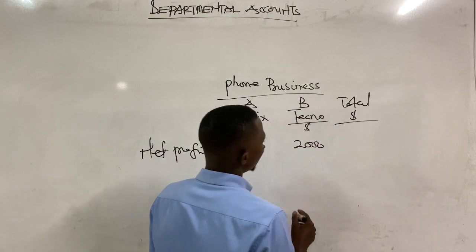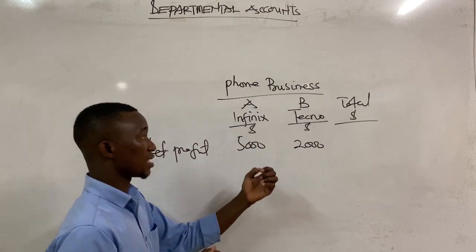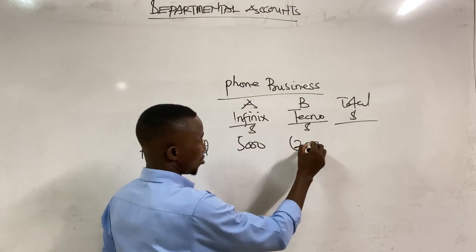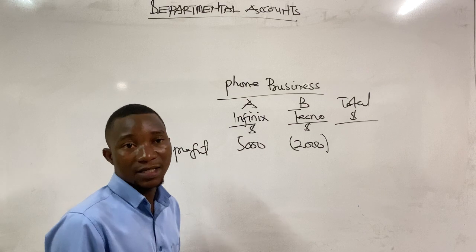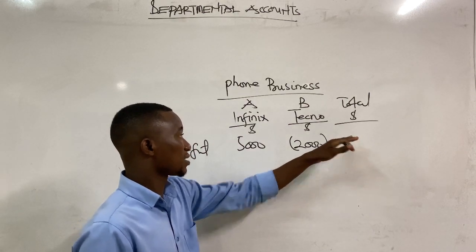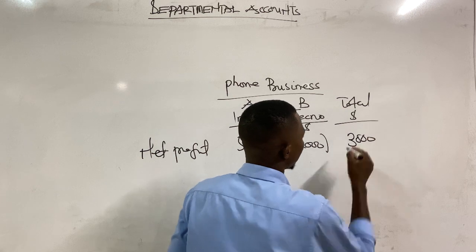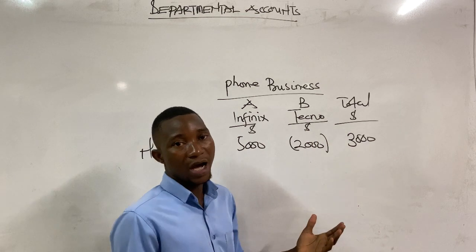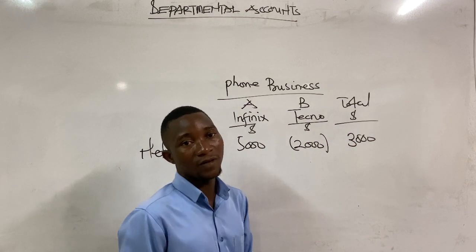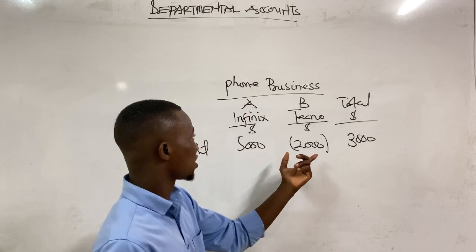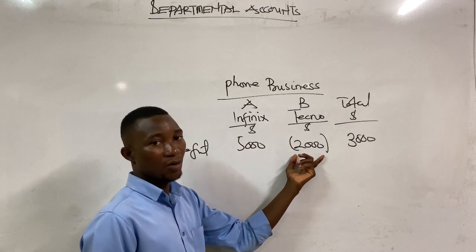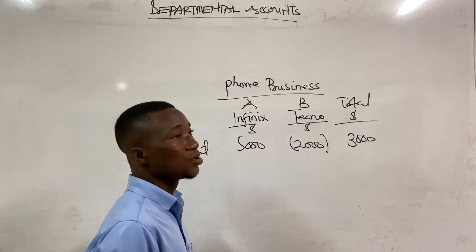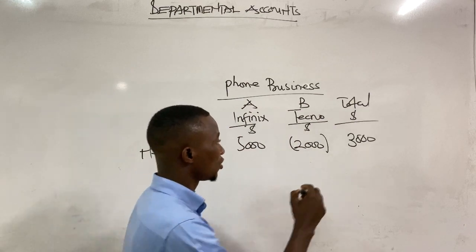So in all, the total net profit for the business as a whole, but mind you, let's assume that department B, the Techno company, arrives at a net loss rather than a net profit. It means that the net profit for the business as a whole will be $3,000. At the end of the period, when you prepare the account for the business as a whole, you'll be happy just because you made a net profit of $3,000. Meanwhile, department B makes a loss of $2,000.